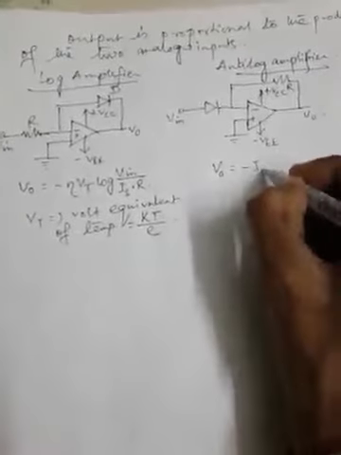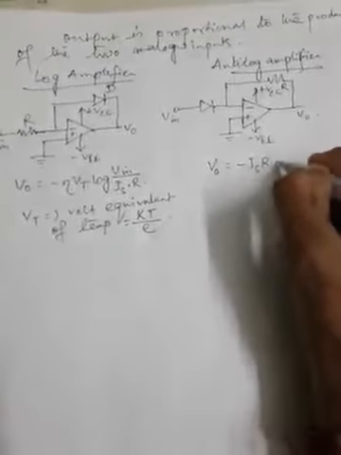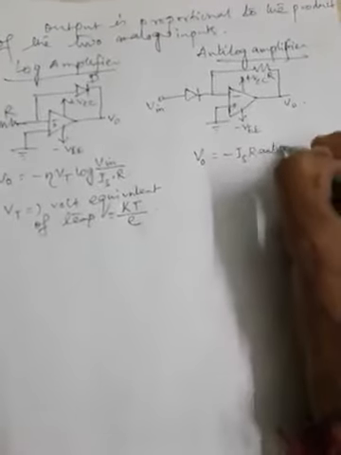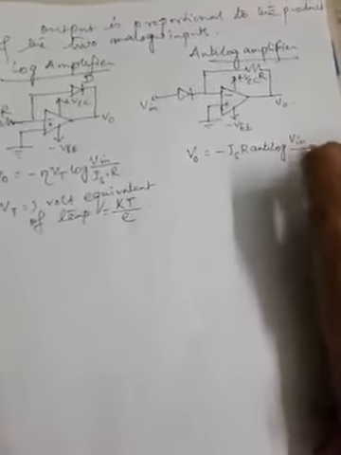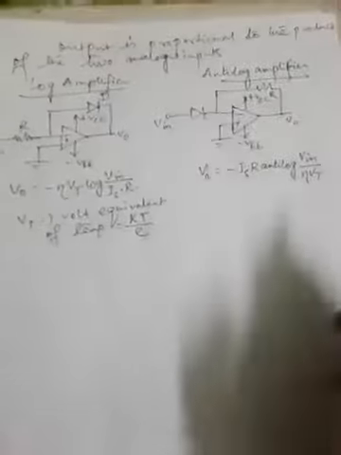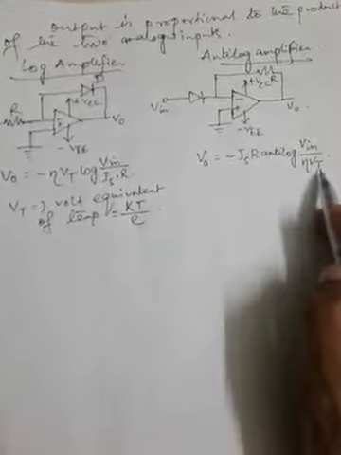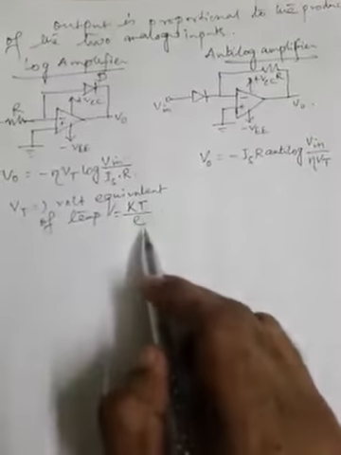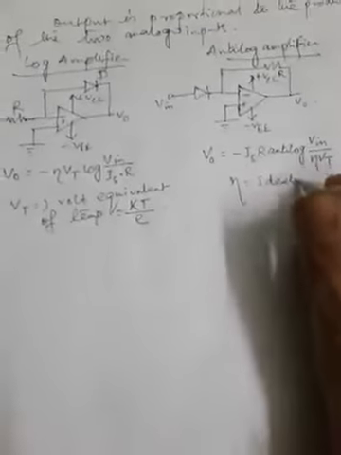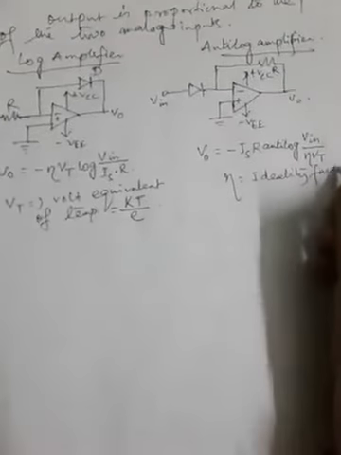So this is minus Is into R anti-log Vin by eta Vt, where once again Vt is the volt equivalent of temperature, kT by e, and eta is called ideality factor. I have discussed this with you in the discussion of logarithmic and anti-logarithmic amplifier.